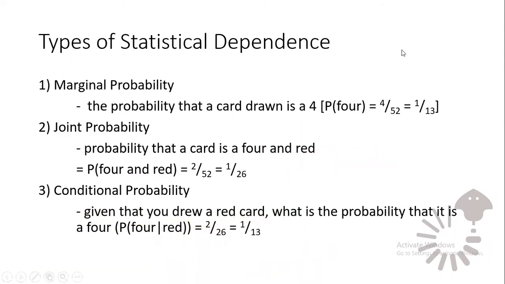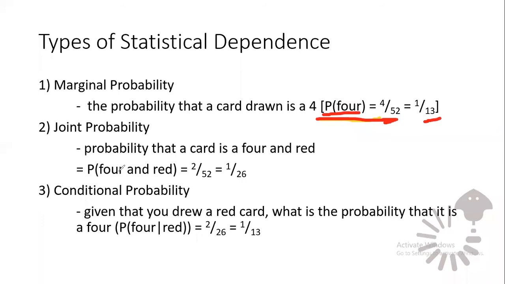Among statistical dependence events, meron tayong tatlong types of given. If your problem is ganyan lang, simple lang, you call that marginal probability. So for this example, ang hinihingi lang niya is the probability of getting 4 out of 52 cards in a deck of cards. So the chance is 4/52, 1/13. Marginal.